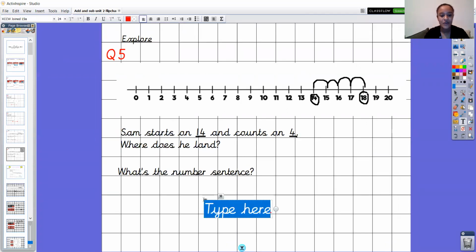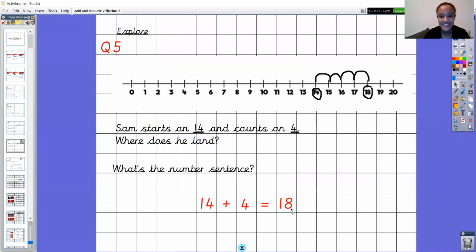Brilliant. So 14 add 4 equals 18. Super. And can you say 14 add 4 equals 18? Are you ready to do that with me? 14 add 4 equals 18. Fantastic. So really, really great job with your maths work this morning, year 1.